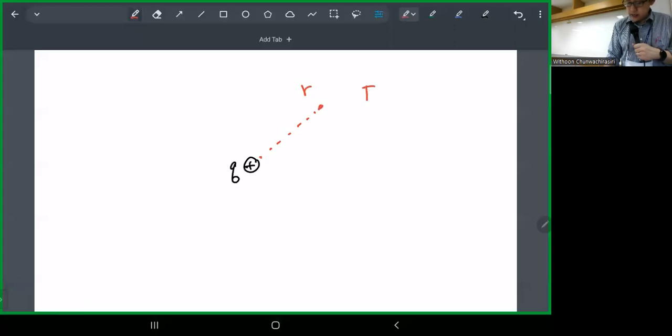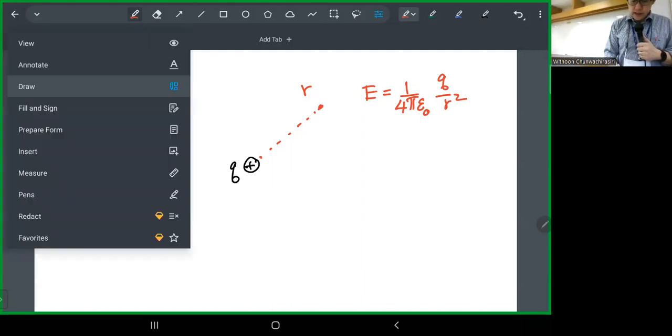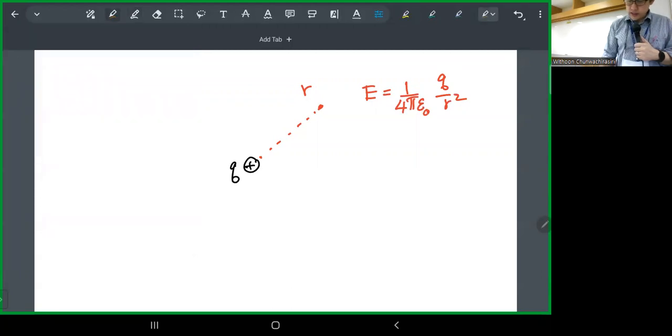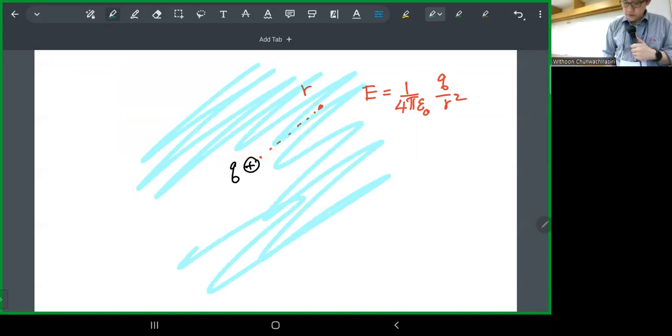Everyone knows E equals k, which is now 1 over 4 pi epsilon naught, Q over r squared, right? Okay, everyone okay with this? No problem. If I ask you this, hey guys, actually this charge is inside water. Oh, water is supposed to be blue. What do you think you have to do?